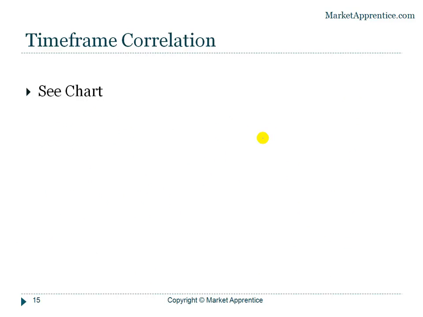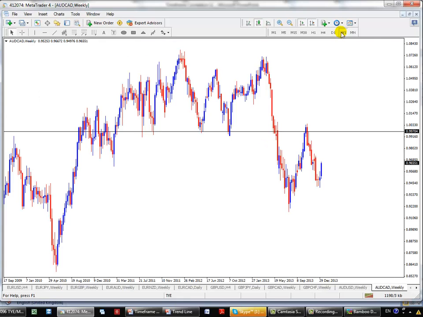Let's look at another example. Here we have an Aussie CAD weekly chart. As you can see, I've already identified a weekly horizontal level around this area. As you can see, price bounced here once, twice, and 3 times. That gives me a valid horizontal support and resistance level. Price then moved up and moved down very aggressively to break that level.